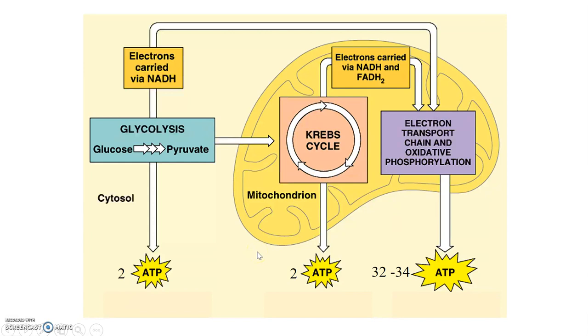All said and done though, we're looking at anywhere between 36 and 38 molecules of ATP for every glucose molecule that gets broken down inside, right outside and then inside the mitochondria. So let's dive in a little bit deeper for each one of these.